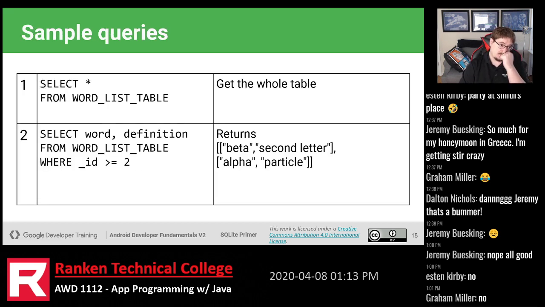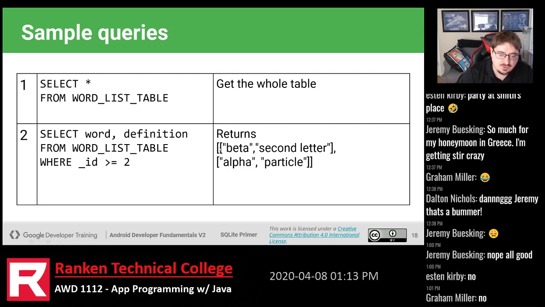Okay, so let's look at some more examples of different queries that we could write. Let's say we want all of the data for the word list table. So I could say select star from word list table. That would give me all of the data. Well, let's grab part of the data. So I'm going to say select word, definition. So I'm only going to get these 2 columns from the word list table, and I'm going to say I only want the rows where the ID is equal to or greater than 2. Right? So that wouldn't include the first row because it's ID 1, but it would include the second one because it's 2, and we say greater than or equal to, not strictly greater than.